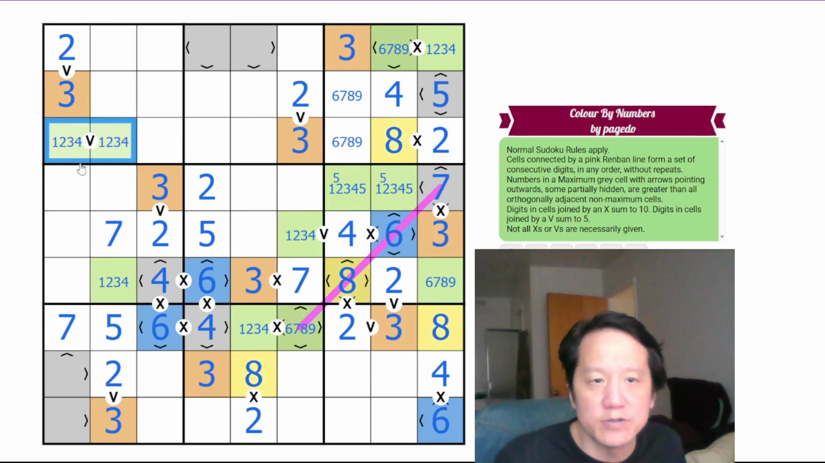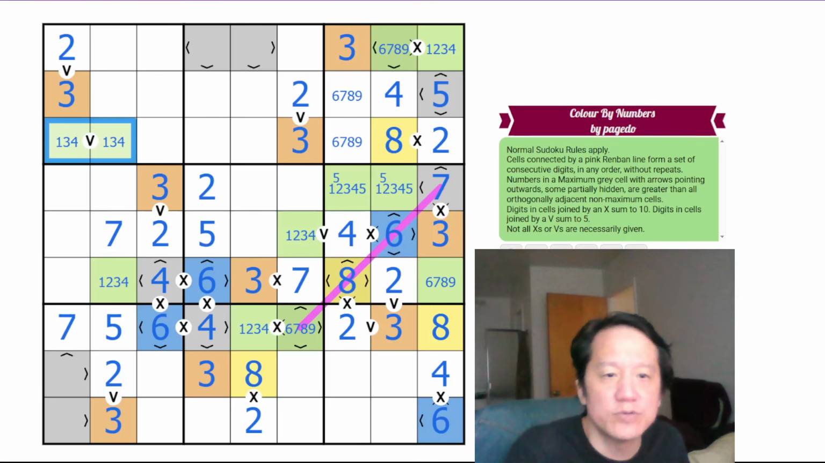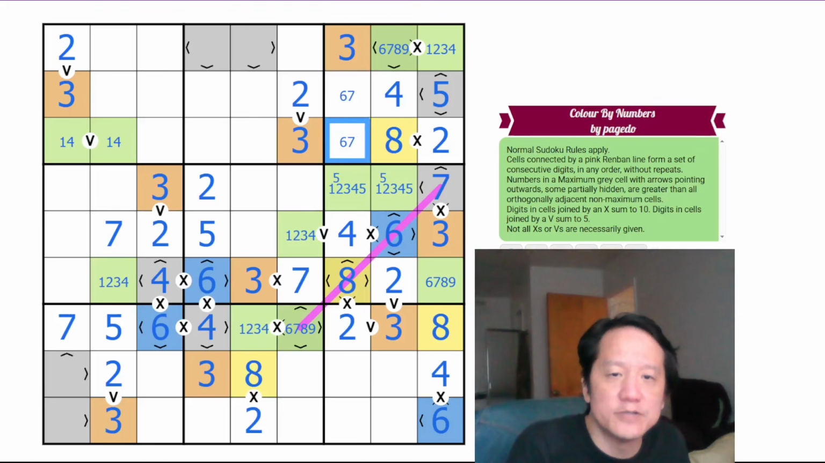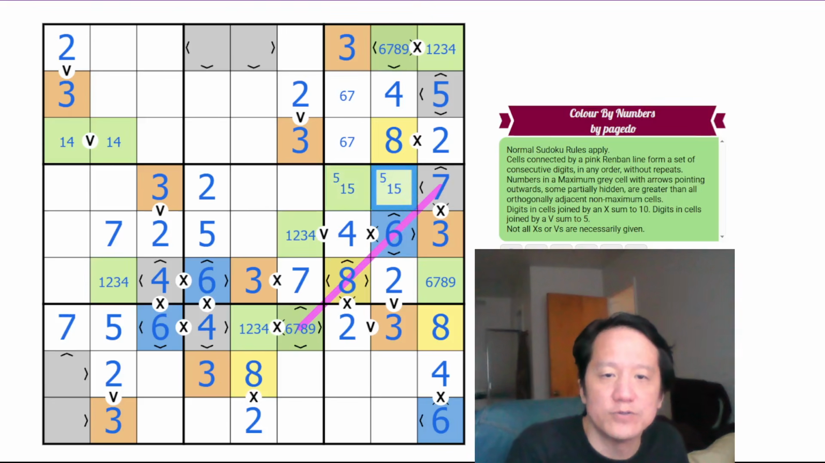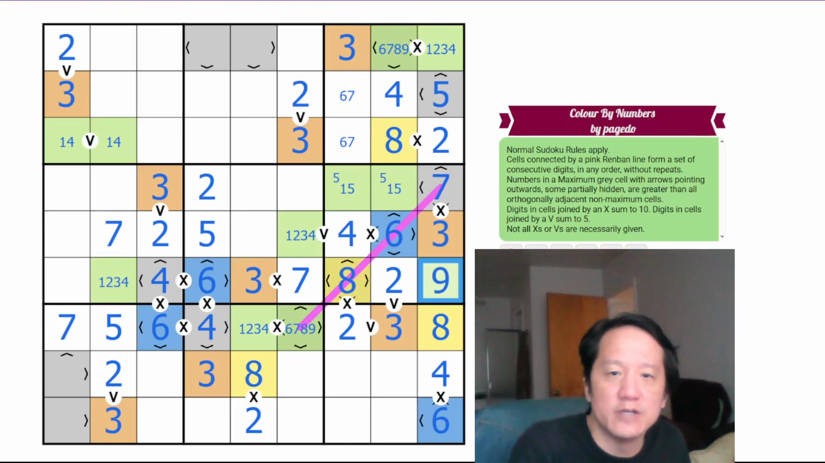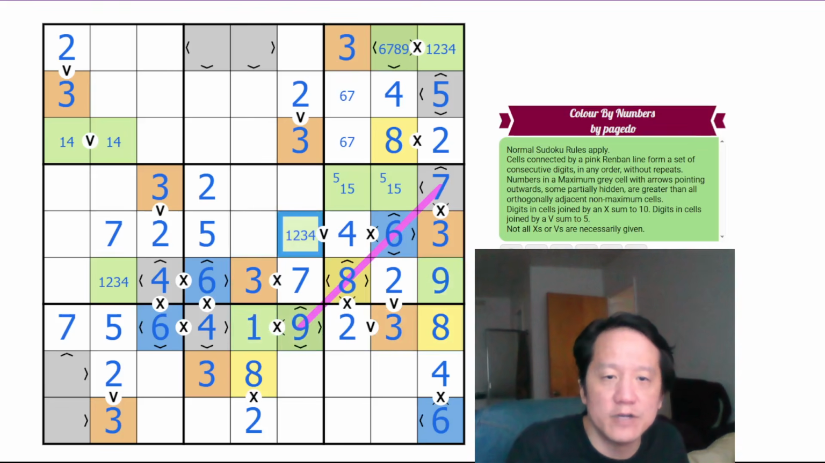And so we don't know what this is. This is not 2 or 3. It's 1 or 4. No 8 or 9 here. This is 6, 7 as a pair. No 2, 3, 4 here. No 2, 3, 4 here. This is 1, 5 as a pair. That forces this to be 9. We have 9, 1, 1, 9, 1 there.